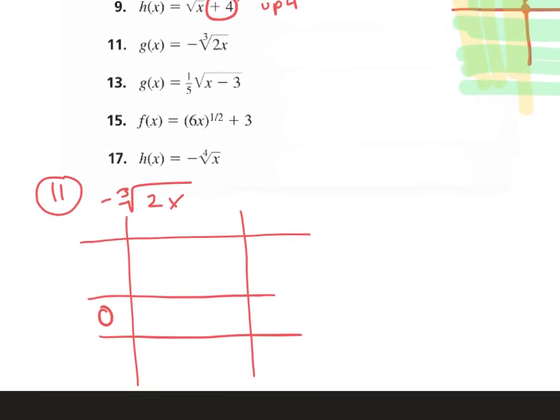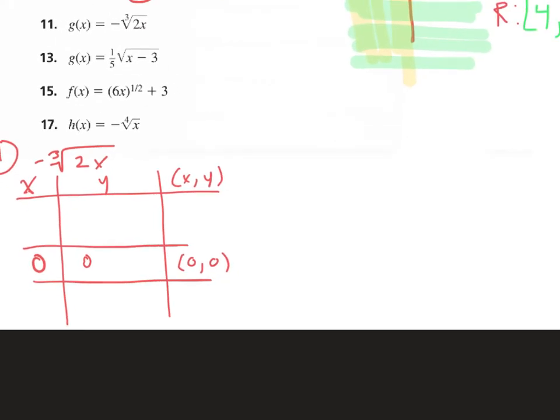So what do we get when we plug in 0 under our square root? 0. So our first point is going to be 0, 0. So we can go to our graph, plot our first point at 0, 0.